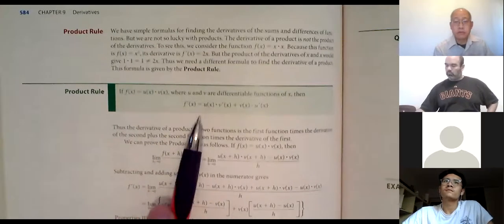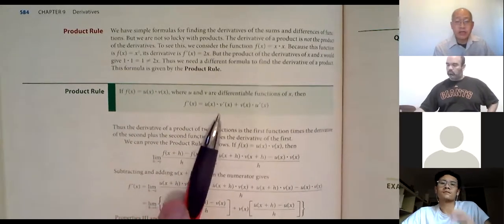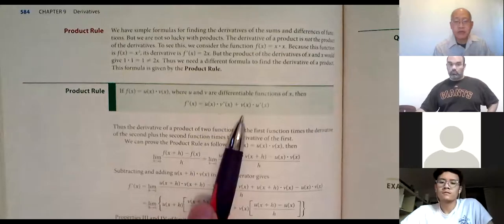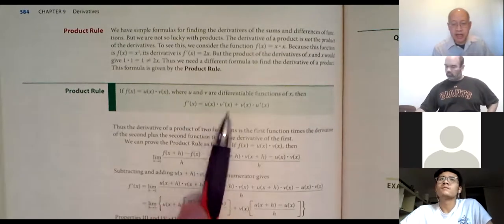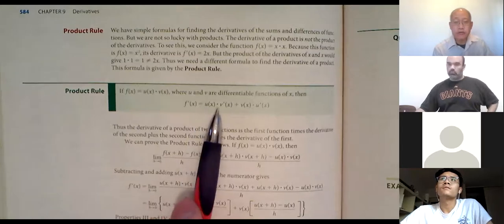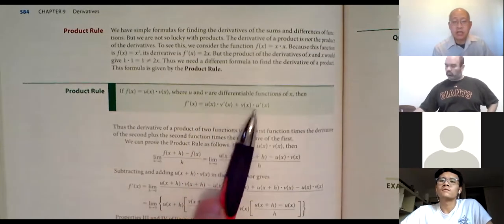Okay, so here's the rule. u(x)v'(x) plus v(x)u'(x). If you want it shorter, just eliminate all the x's. You write uv' plus vu'.